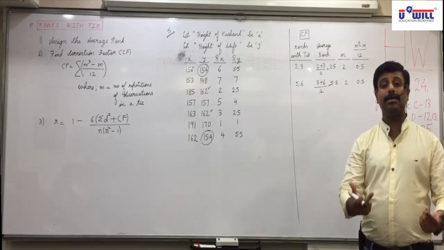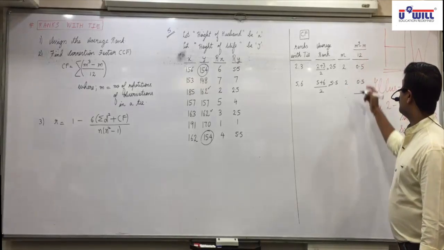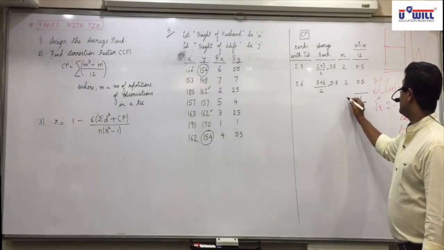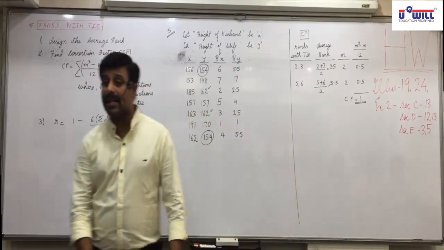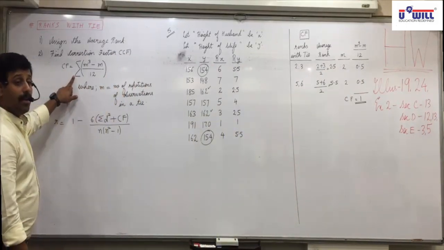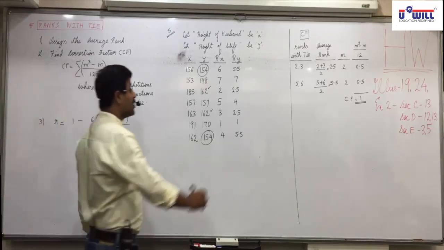Now the procedure is same. What is this total of m cube minus m upon 12 coming to? That is correction factor. As I said, what is correction factor? Sigma m cube minus m upon 12. Got it everyone? Now let us solve the question.